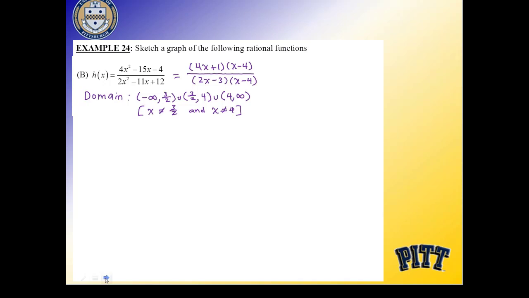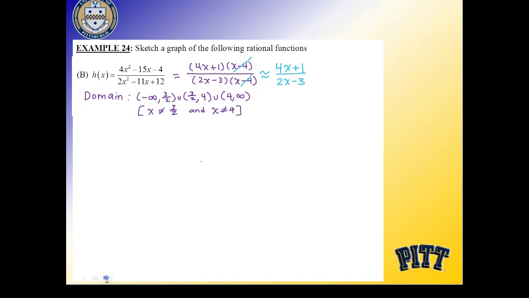So 3 halves is going to be either a vertical asymptote value, or it's going to be the x coordinate of a hole. And the same thing with 4. Again, now I look at this expression in factored form. The x minus 4's would cancel, leaving me with an expression of 4x plus 1 over 2x minus 3. If I were to graph the original function and 4x plus 1 over 2x minus 3 on a calculator, you would see no difference whatsoever. Okay? It'd be exactly the same.